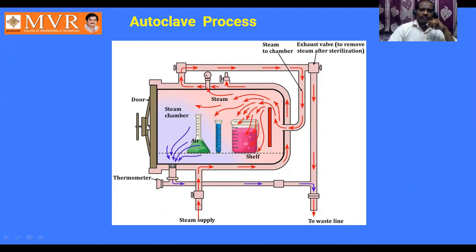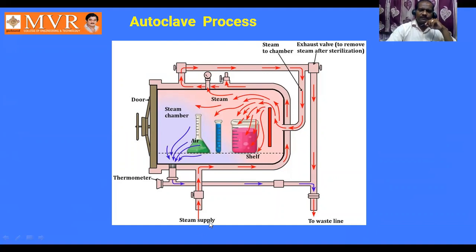Next, this door is a provision to place the components to be sterilized in this chamber. This is steam to chamber. This is the provision, that means steam is entering into the chamber. This red arrowhead shows the exhaust valve to remove the steam after sterilization. So this is how the autoclave process will happen.